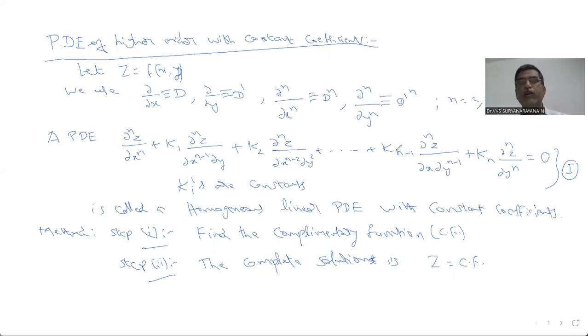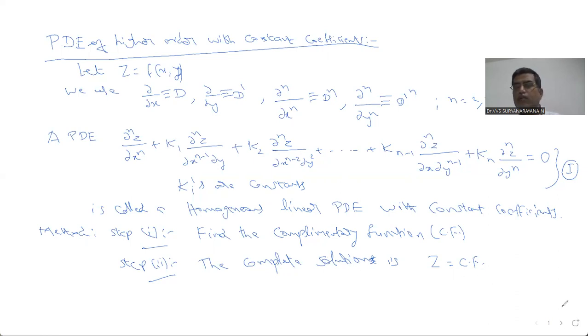If all these k1, k2, and so on up to kn are constants, then this is said to be a homogeneous linear PDE with constant coefficients. Now, in our syllabus, we will restrict ourselves to only second and third order. So, by taking second and third order, we'll discuss the procedure. The procedure of solving this particular PDE will contain only 2 steps. The first step, finding the complementary function, and second step, writing the complete solution.